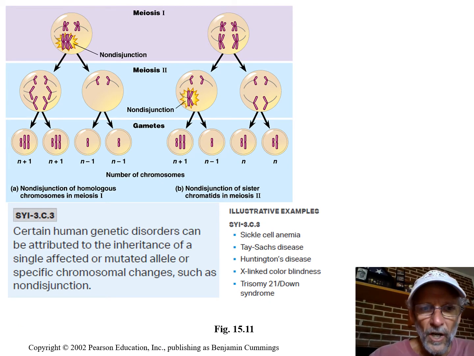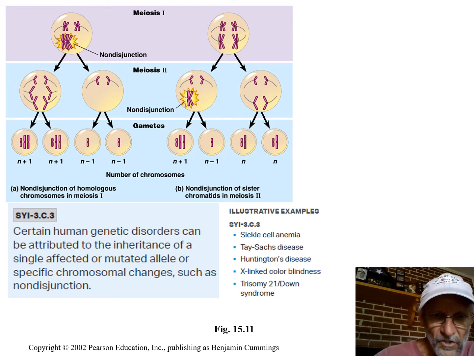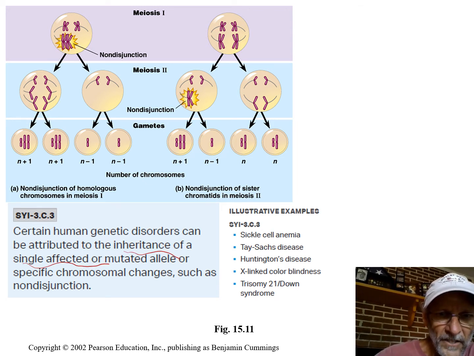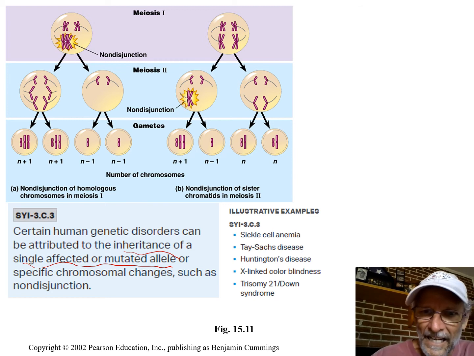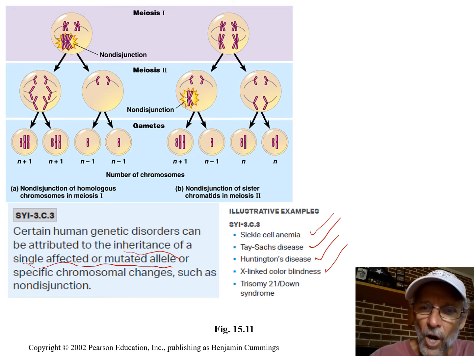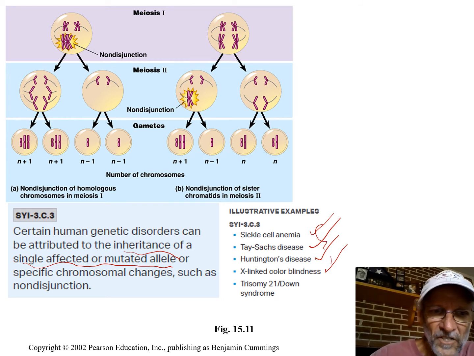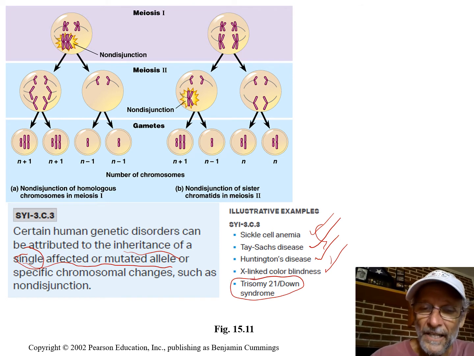Okay, so just a couple other things. They throw in this: certain human genetic disorders can be attributed to the inheritance of a single affected or mutated allele. And they give you an illustrated example list. Sickle cell, codominance there, right? Tay-Sachs is a simple recessive disease. Huntington's is caused by a dominant gene, right? And the sex-linked one, all of these are just caused by a single gene. But then this one is caused by an entire chromosome's worth of genes being, in this case, extra.